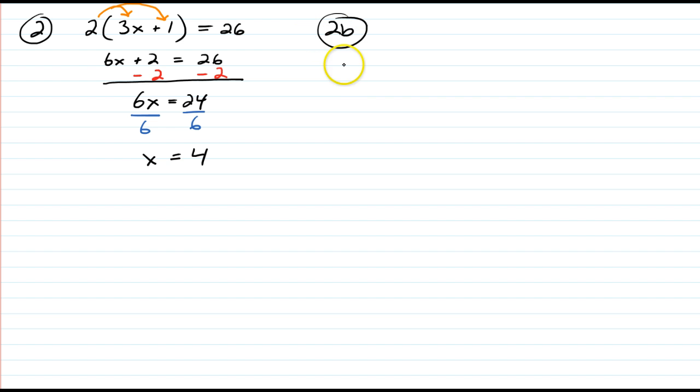So try the 2b problem. 7 times x minus 3 is equal to 14.